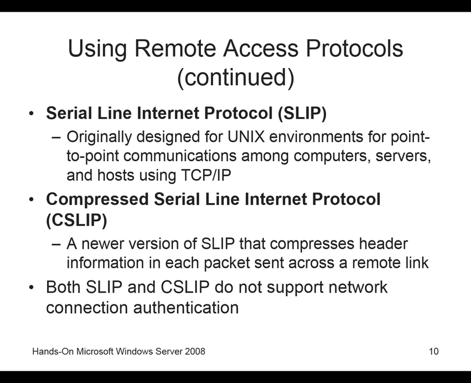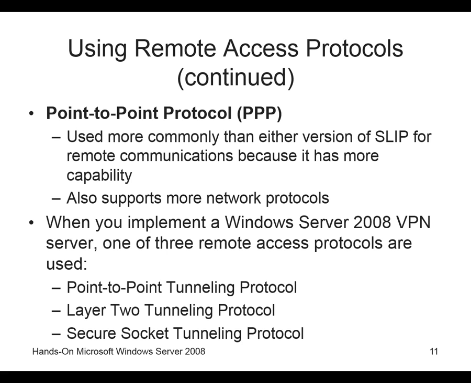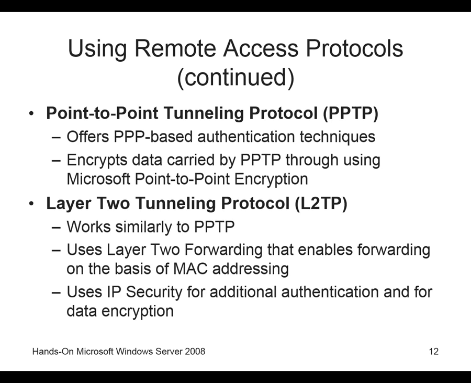Compressed Serial Line Internet Protocol, or CSLIP, basically all it does is compress everything in the SLIP packets when it sends it. Point-to-Point Protocol is used more commonly now than SLIP was, so everything kind of uses PPP. Then what are the versions of PPP? Well, you have PPTP, which is what we were talking about, Point-to-Point Tunneling Protocol used for server-to-server, L2TP, computers to servers, and Secure Socket Tunneling Protocol, or SSTP.